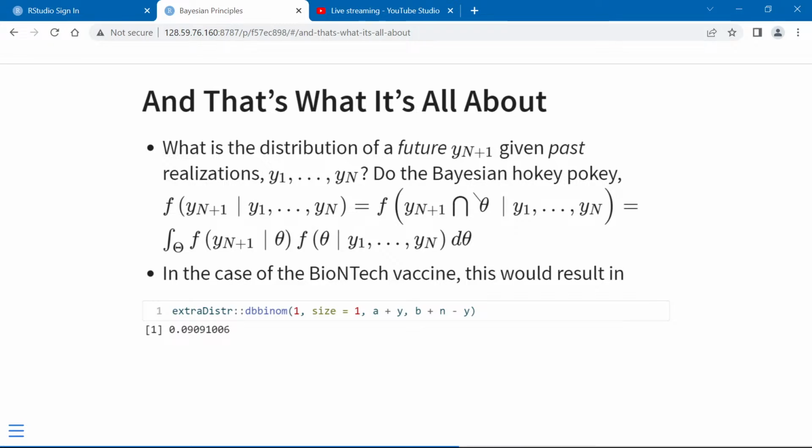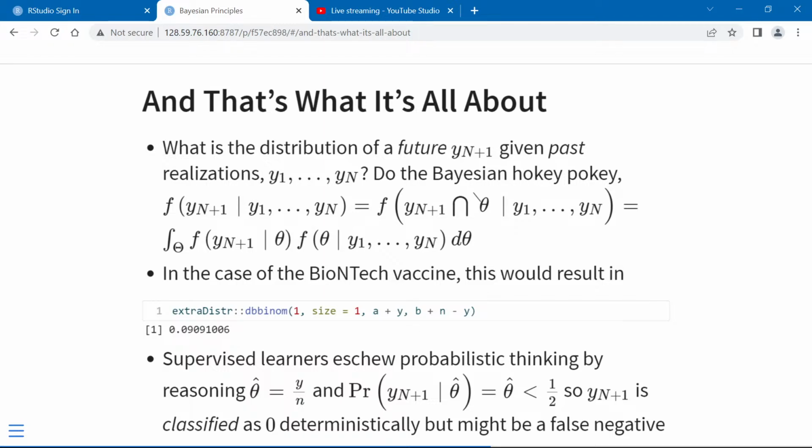That sort of calculation can certainly be useful, but it's not done that much at all by people who purport to be interested in the future given the past. Because such people these days tend to be infatuated with supervised learning techniques. And the supervised learning techniques that they're fascinated with eschew probabilistic thinking.